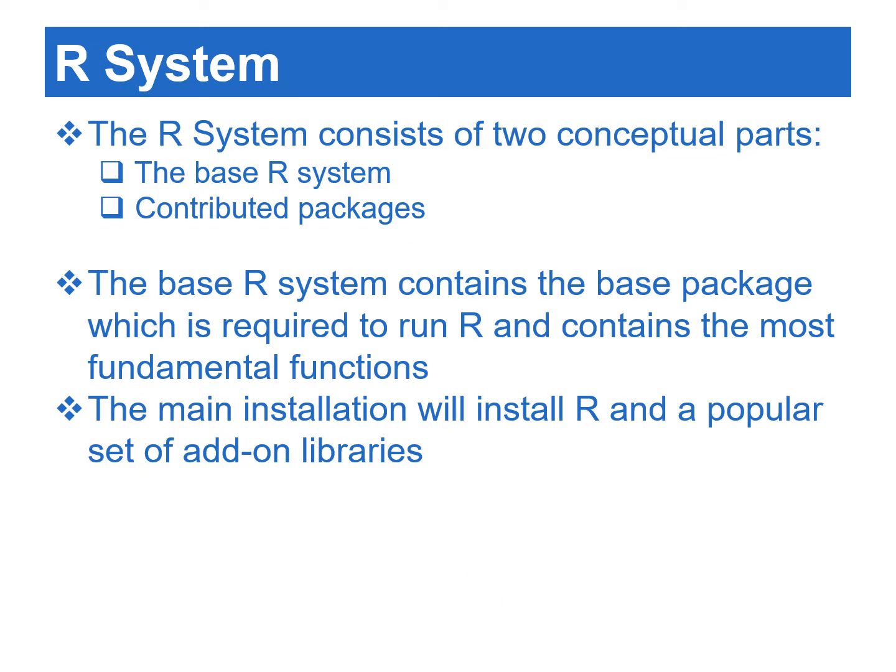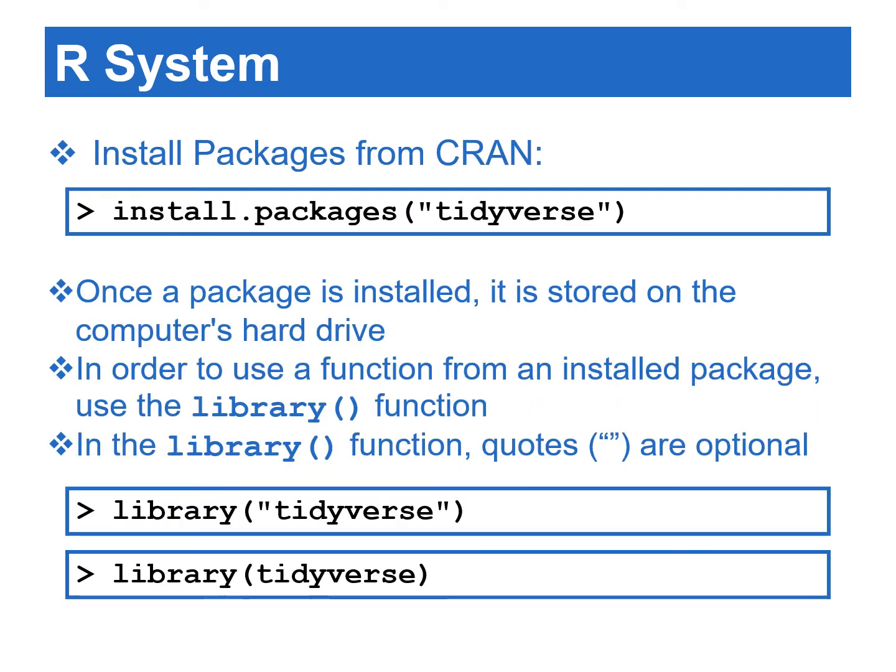The R system includes two conceptual parts, the base system and the contributed packages. The base system can be downloaded automatically when we install R for the first time. The base system contains the base package, which is required to run R, and contains the most fundamental functions. The contributed packages that are written by R users can be downloaded from CRAN. In this example, we installed the tidyverse package by using the install.packages function.